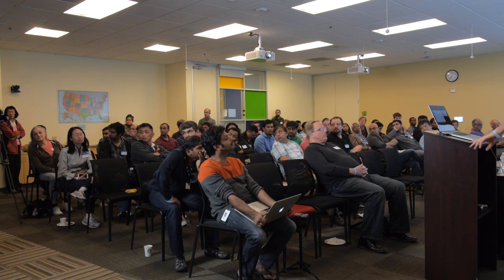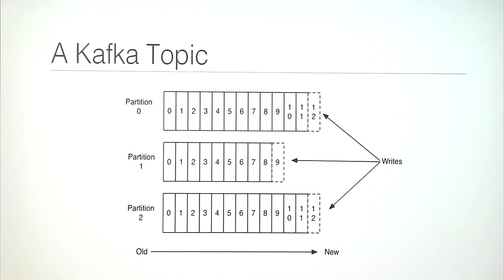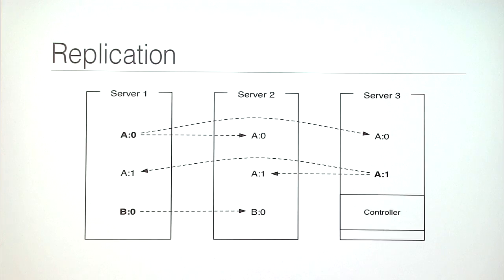Question? So are A0, A1, and B0 topics? Yeah, so in this diagram, A and B were topics. 0 and 1 were partitions within that topic, if that makes sense. So coming back, this was meant to be one topic with 3 partitions. So hopefully that makes sense.